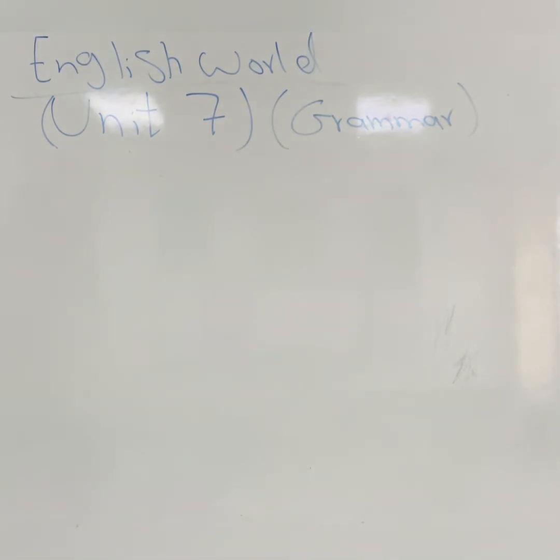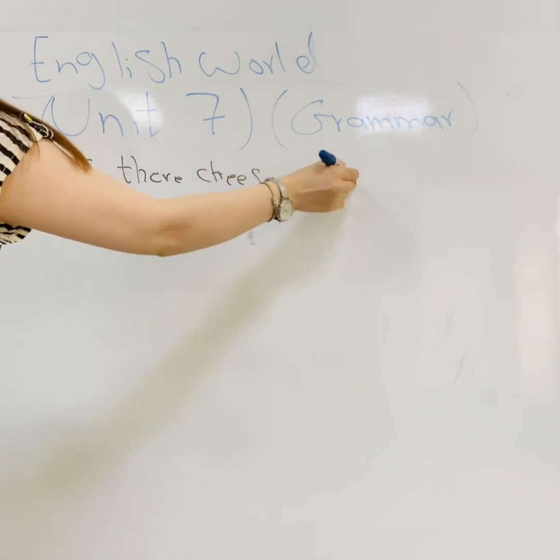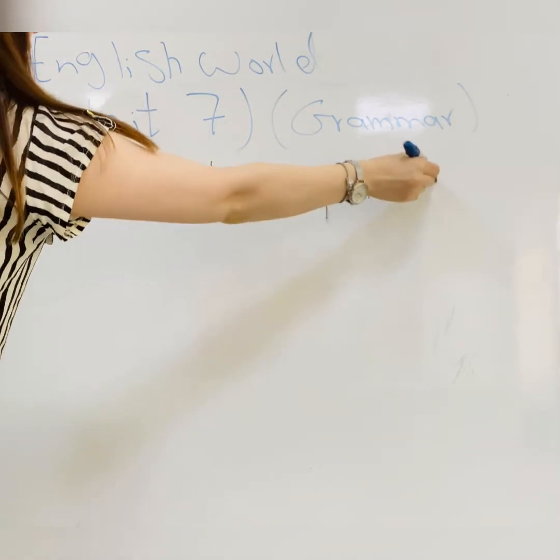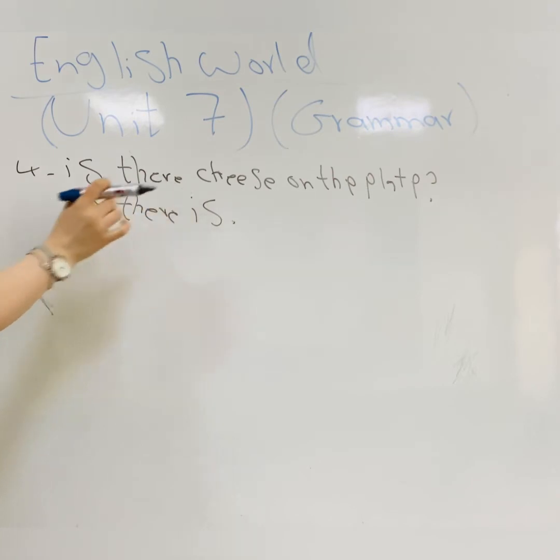Number 4, we have a picture of a piece of cheese on a plate. It's only one piece and it's writing cheese. So we can ask, is there cheese on the plate? Because there's only one piece, the answer will be yes, there is. Yes, there is. Okay?